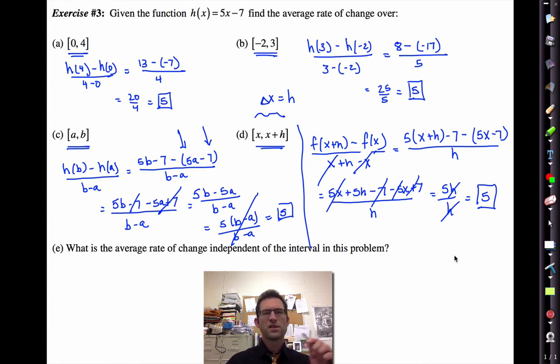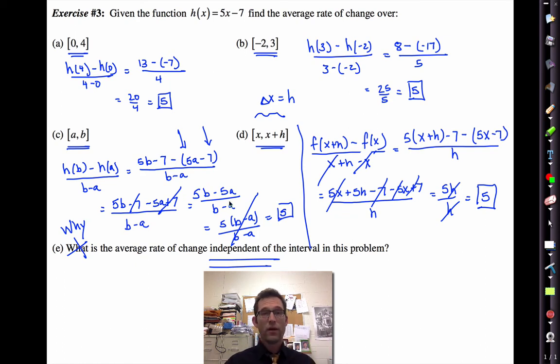So letter E asks us, what is the average rate? It should say why, it shouldn't say what. Bad English, bad. Why is the average rate of change independent of the interval in this problem? So it didn't matter, it was 5, 5, 5, 5, 5. Why is that? Think about it for a moment.